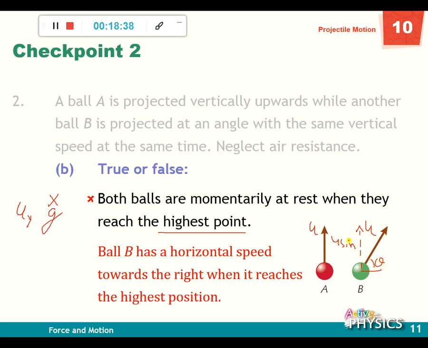You can see that for B, the vertical initial velocity should be less than A. Then it cannot reach the highest point. The highest point reached by A should be greater than B. So here, ball B has horizontal speed towards the right when it reaches the highest point.